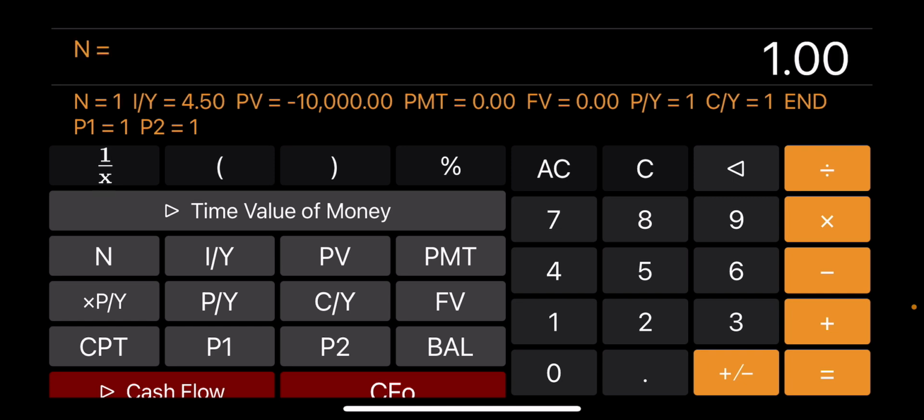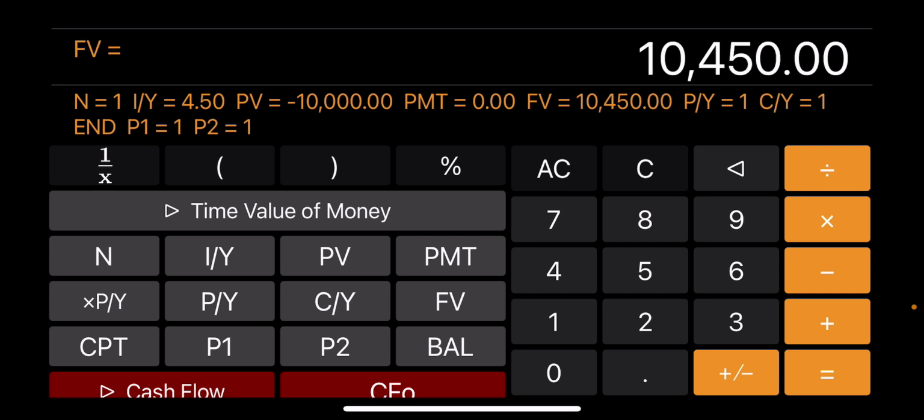So you can see we have set the parameters that are required for this, and then to calculate the money that I have at the end of 1 year is calculated by pressing CPT and then future value.